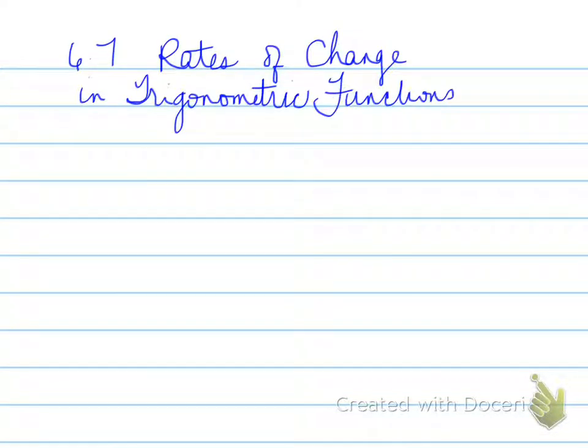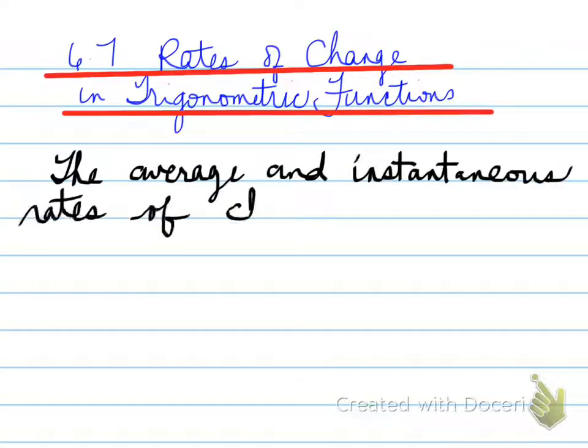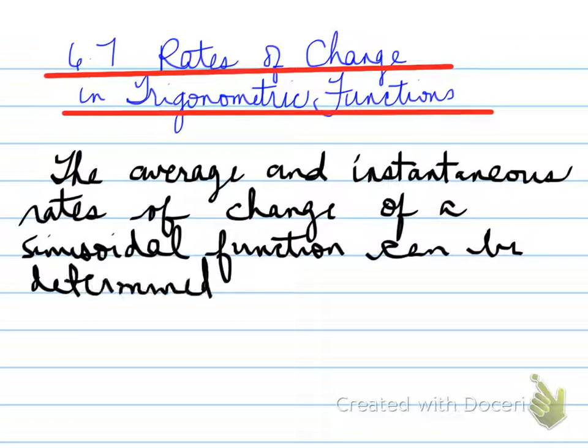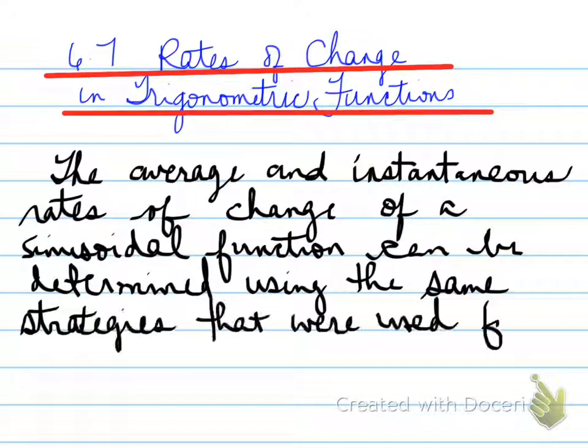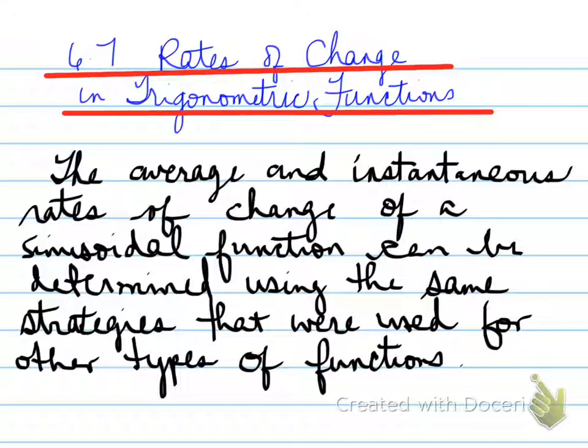Okay, last but not least, 6.7 rates of change in trigonometric functions. Again, folks, we use the same thing that we've done for rates of change. It feels like ad nauseum. We've been doing it for a long time. Basically, the average and instantaneous rates of change of a sinusoidal function can be determined using the strategies that were used for other types of functions.